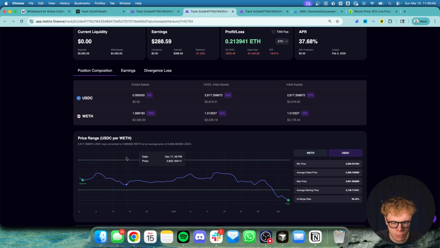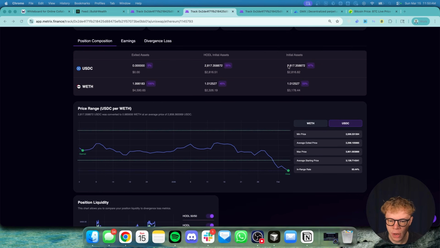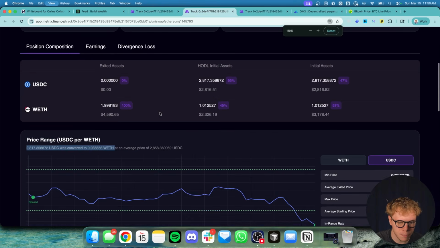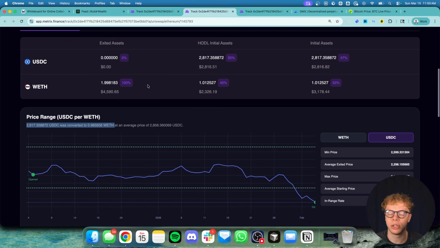So take a look down here, right? You'll see that we started with 47% USDC and 53% Ethereum in this position. Well, by the time the market moved down and we went below our range, we have 0% USDC and 100% Ethereum, which means we essentially shifted all out of USDC into Ethereum. In other words, 2,817 USDC was converted to 0.985 Ethereum. So that's the accumulated Ethereum, the amount of Ethereum that we actually bought from this position basically by dollar cost averaging.